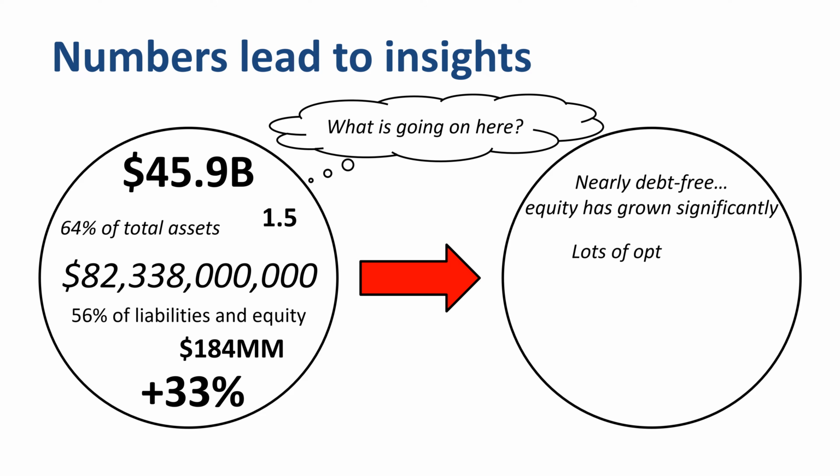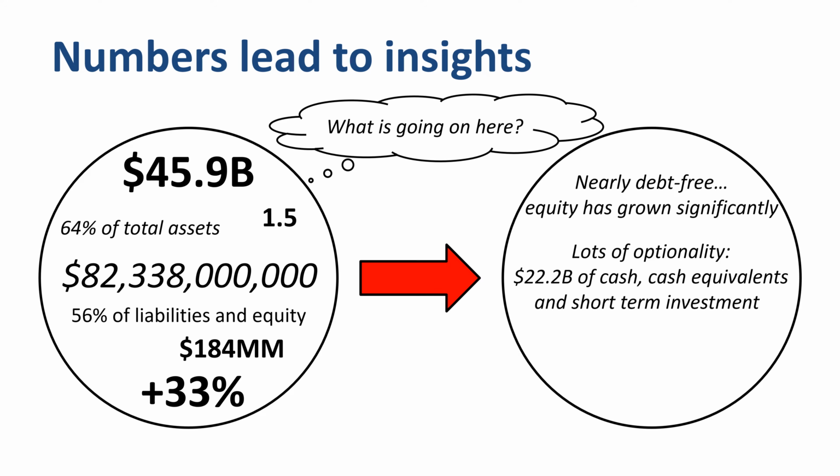Second, Tesla's balance sheet has lots of optionality. Having $22 billion of cash, cash equivalents and short-term investments ready to go gives the company the opportunity to move very fast on expanding capacity and designing and launching new models. Third, as capacity expands, the balance sheet expands. I will show you what each of these balance sheet insights mean and how I arrived at them.